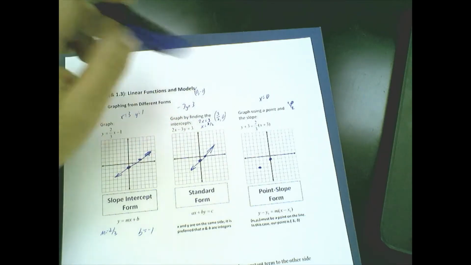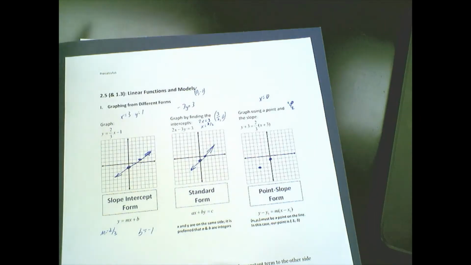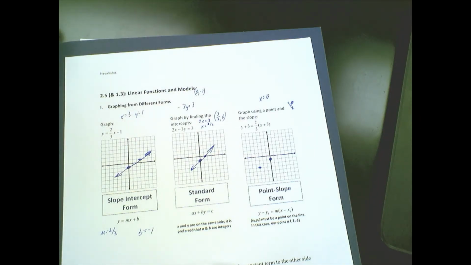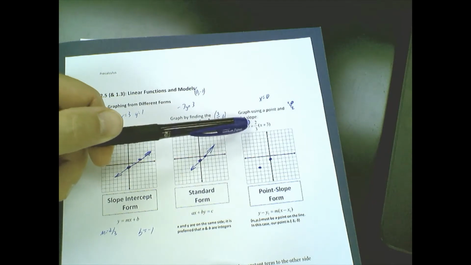Now, our last piece to handle is something called point-slope form. Point-slope form requires you to know the slope and to know a point on the line. The form is y minus y1 equals m, the slope, times x minus x1. And the y1, x1, those little subscripts you see there, that's the location of a point on the line. The form that we have: y plus 3 equals 2/3 times x plus 3.